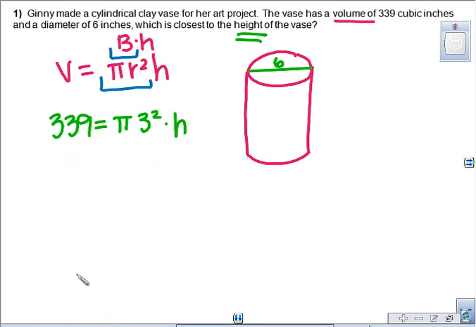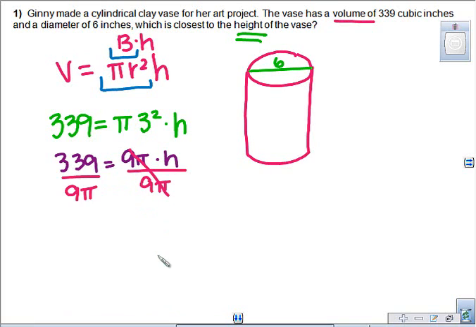All of these parts on the right side of your equation are being multiplied. I'm going to go ahead and simplify this a little. I'm going to go ahead and square my 3, and that's 9. So I'm going to have 9 pi times h. And like I said, these are all being multiplied, so to move something to the other side, you do the opposite operation, which is to divide. So I'm going to go ahead and divide by 9 pi.